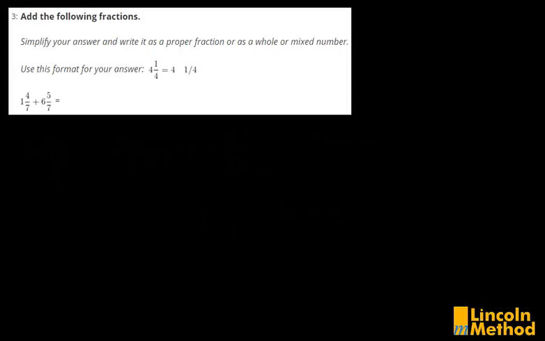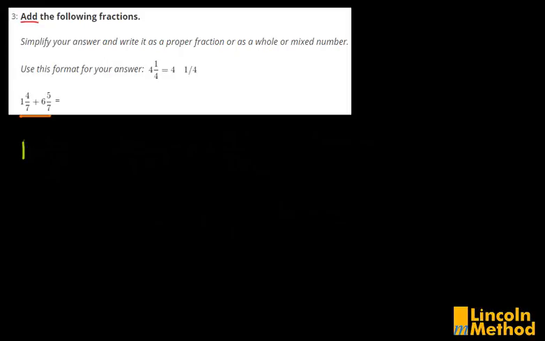Add the following fractions, simplify your answer and write it as a proper fraction or as a whole or mixed number. 1 whole 4 over 7 plus 6 whole 5 over 7. So this is the problem that we have. And again, this is fairly basic. The only difference is that instead of subtracting, we're now adding fractions together. So let's see how it's done.